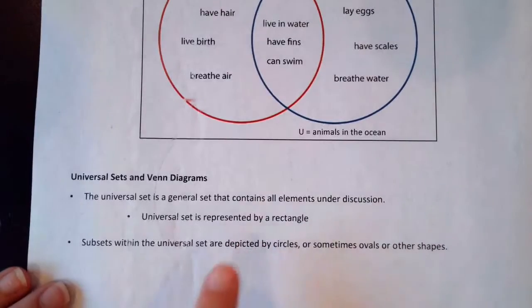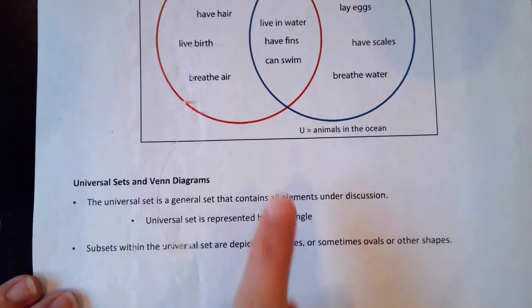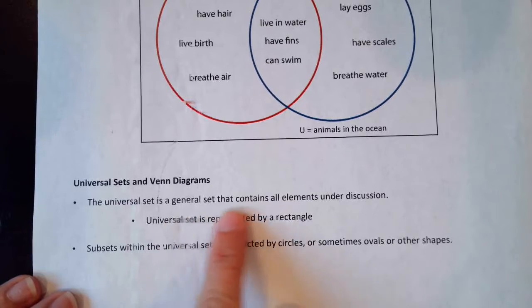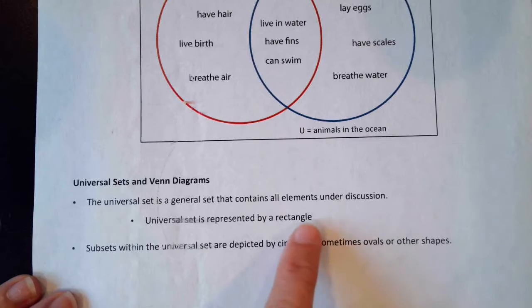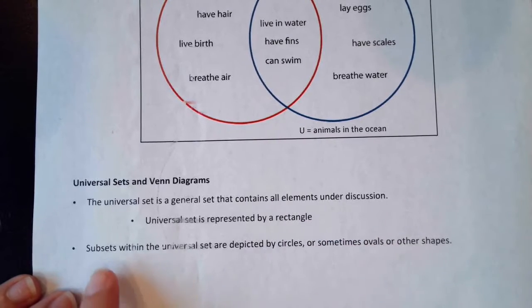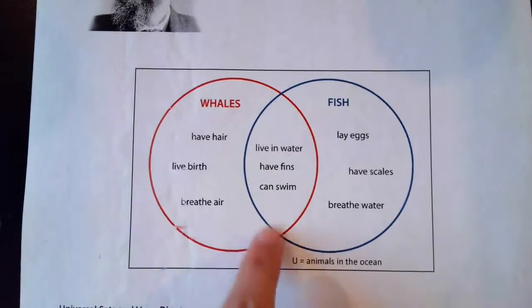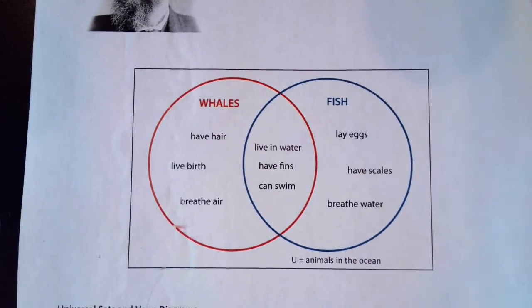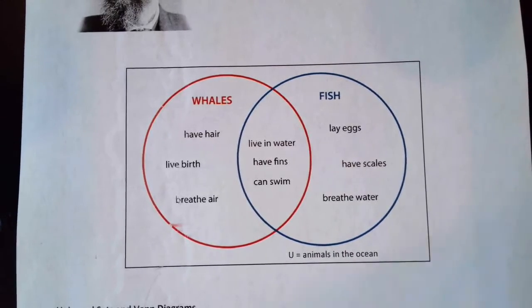So here's just some more words for you. So the universal set is represented by a rectangle. That's for a rectangle up here. And it's a general set that contains everything we're talking about. So for this example, we're talking about animals in the ocean. It could be anything. And then subsets within the universal set are going to be with circles. Sometimes you can use ovals. I don't really see other shapes, but I guess it's possible. So that's just some words to get us started.